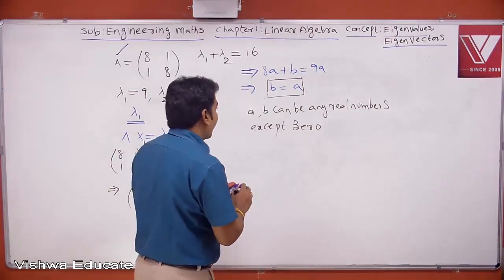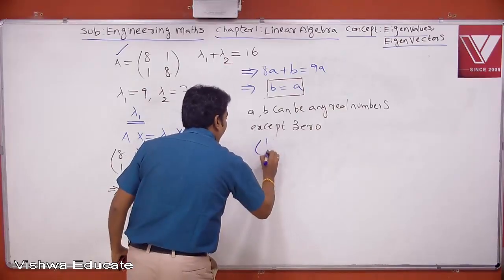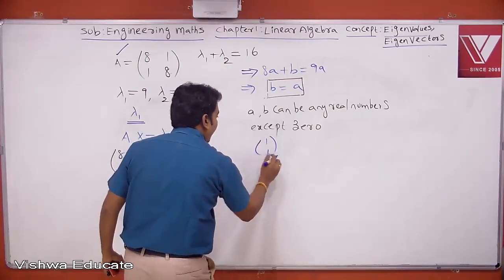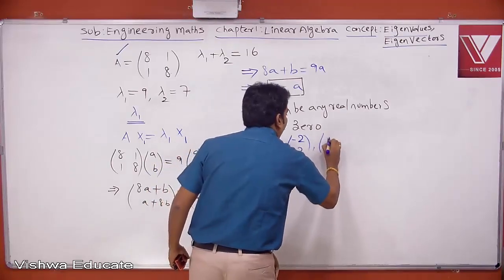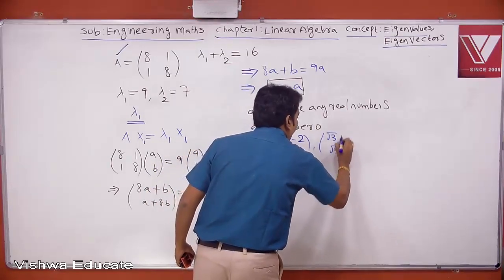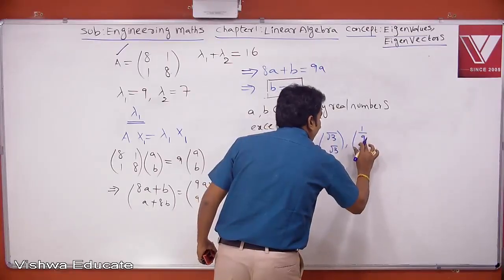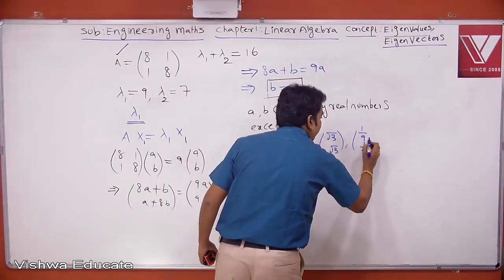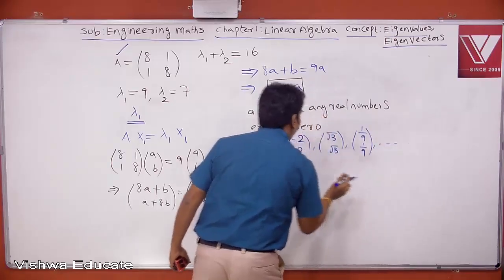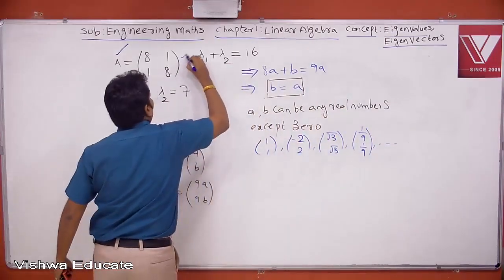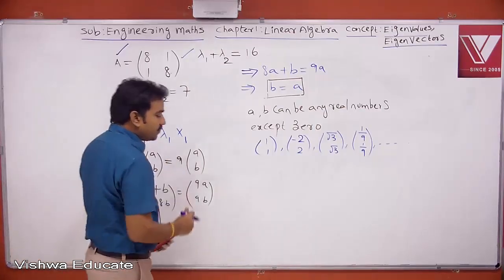Therefore, let me list out some eigenvectors. A few eigenvectors are like this. 1 1 is an eigenvector, A value 1, B value 1. Another eigenvector is this, minus 2 2. Or I can do it like this, root 3 root 3. This is one eigenvector. Or for example, 1 by 9 1 by 9. So all these are nothing but eigenvectors of this matrix with respect to this eigenvalue.